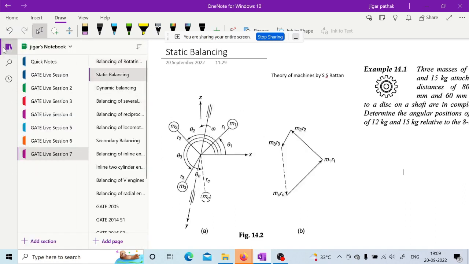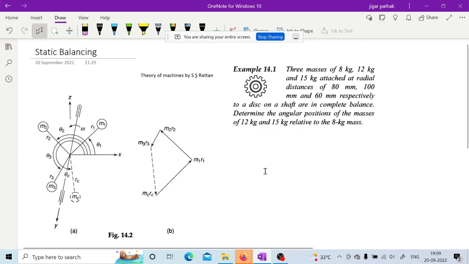Now, if we go for balancing of this unbalanced mass, then we can take different cases. First is static balancing. Static balancing means the unbalanced masses are in the same rotatory plane, at different radii, as mentioned in this figure. Here you may have a rotating disk, and in that disk you can have unbalanced mass m1 at radius r1, m2 at radius r2, and m3 at radius r3.